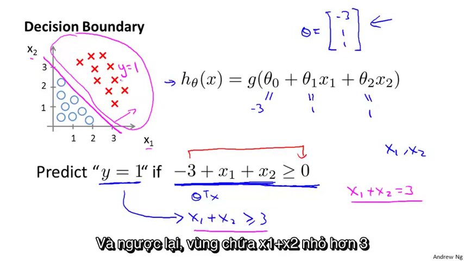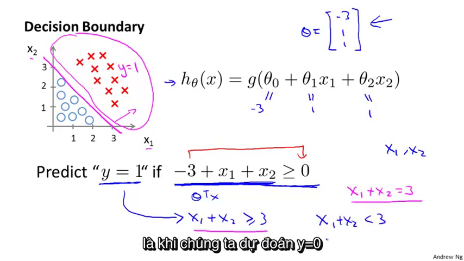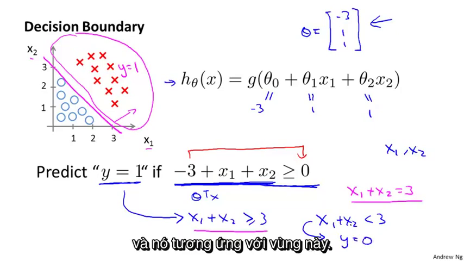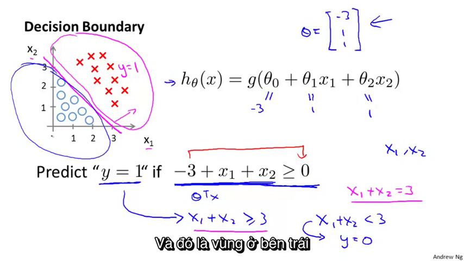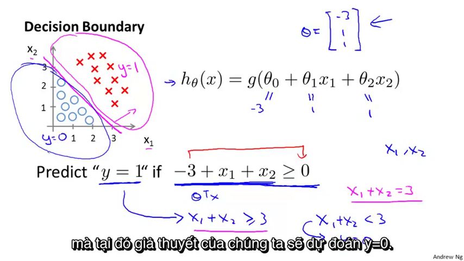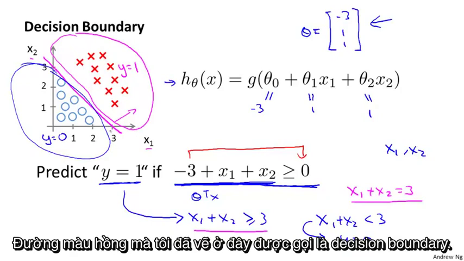And in contrast, the region where x1 plus x2 is less than 3, that's when we will predict that y is equal to 0. And that corresponds to this region. It's really a half plane, but that region on the left is the region where our hypothesis will predict y equals 0. I want to give this line, this magenta line that I drew, a name. This line there is called the decision boundary.